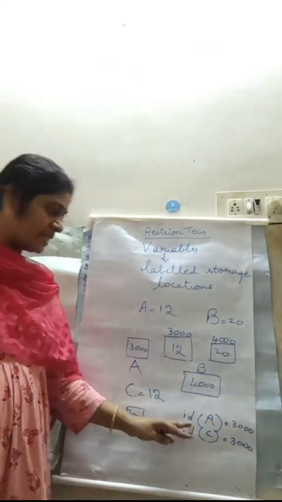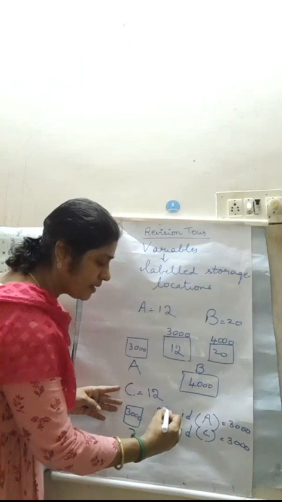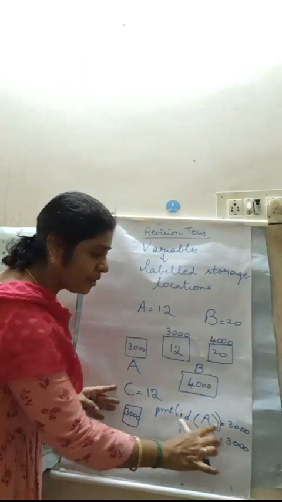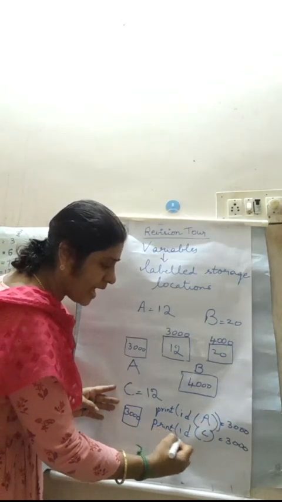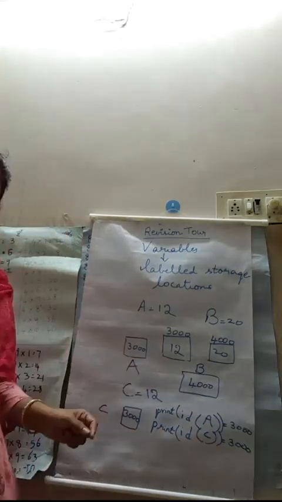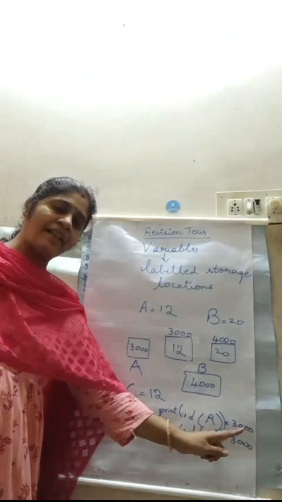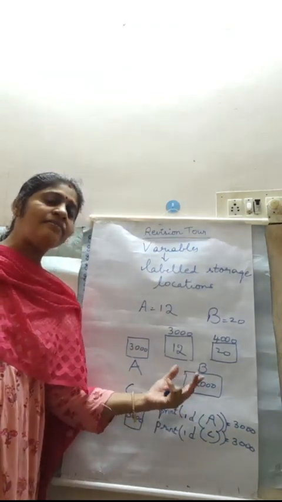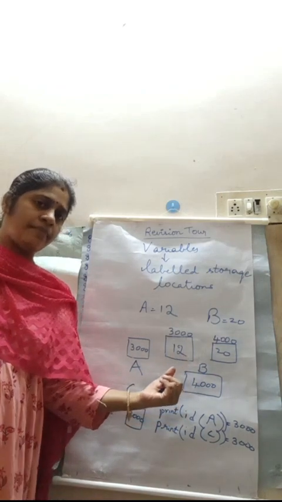Now in order to see this, you can use the print function. Print id of A, and here print id of C. Then you will notice that A and C have the same values. So in this way, Python saves memory. This is one of the benefits of Python.